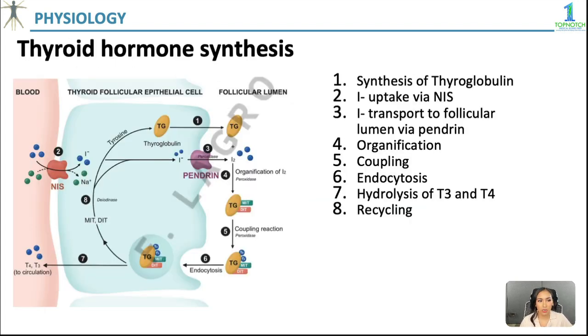Very high yield ito. Step 1, synthesis of thyroglobulin. Step 2, iodide uptake via NIS. Step 3, iodide transport to follicular lumen via pendrin. Step 4, organification. Step 5, coupling. Step 6, endocytosis. Step 7, hydrolysis of T3 and T4. And Step 8, recycling. Okay? So, very, very high yield yan kasi yan din ang pharmacologic targets for therapy.